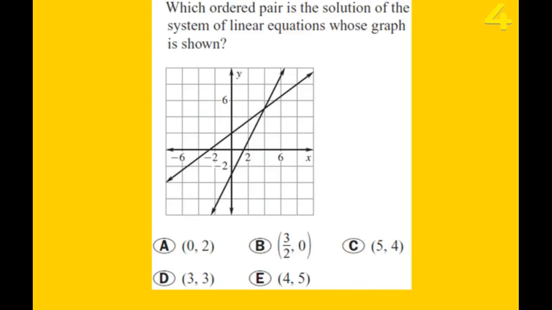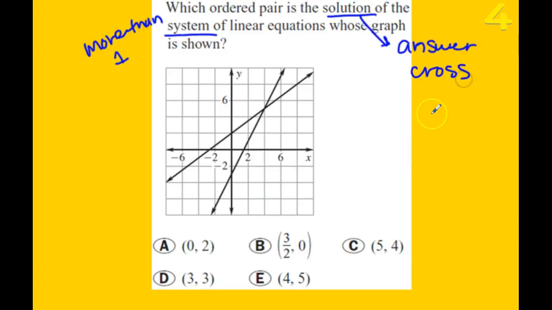Alright, last one here. It says which ordered pair is the solution of the system of linear equations. Remember, system meaning more than one equation or more than one line. So which ordered pair is the solution or the answer to the system of linear equations whose graph is shown? Well, our solution would be our answer to where they cross. So where do these 2 lines cross? You can see right here. We need to figure out what point is that in terms of x and y.